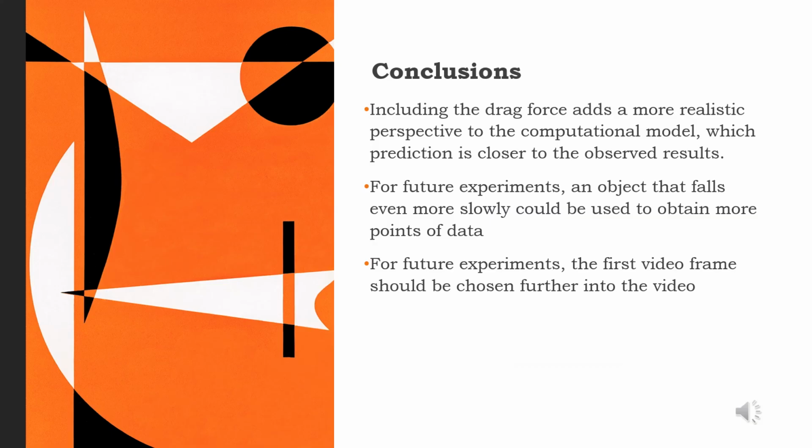Now, to conclude, we have to take some of these key points into account. First of all, the most important thing is that when we do computational modeling, we have to try to make it as realistic as possible. In this case, it was just adding the drag force, and we could see how that made a huge difference between our models. Now, in my case, for future experiments, I would take an object that moves a little bit slowly so that I can take more positions when the object went from its rest to its final position.